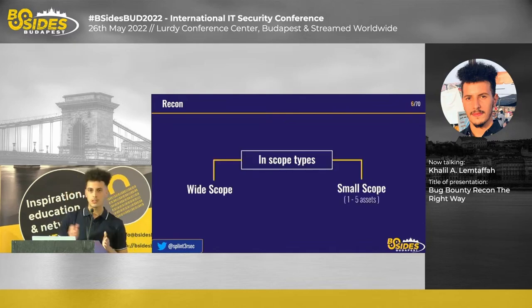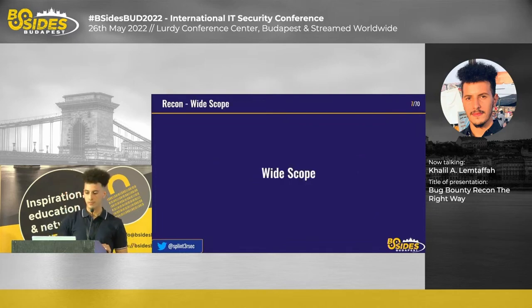The scope is divided into two types in bug bounties in general: wide scope targets and small scope targets, or programs. Small scope programs generally have 1 to 5 assets, maybe 2 or 3 more, but not too many. On the other hand, you will find wide scope targets, which may have a lot of things that you can play with. Since this talk focuses on recon, we will talk only about wide scope targets.